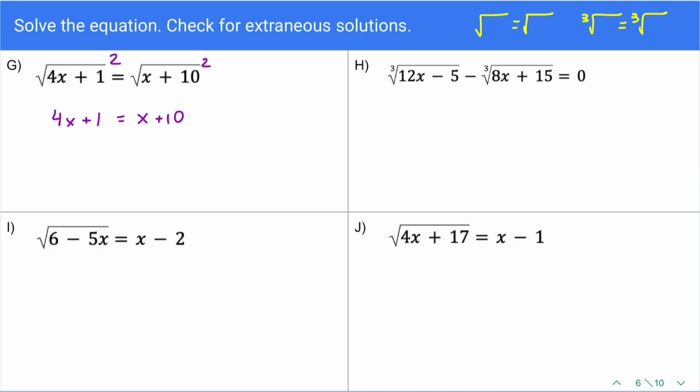Then I can solve that. So I'm going to subtract x from both sides. I get 3x plus 1 equals 10. Subtract 1 from both sides. 3x equals 9. Divide both sides by 3. X equals 3. And again, you do have to check these for extraneous solutions.